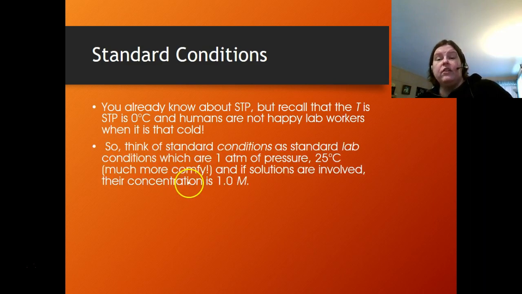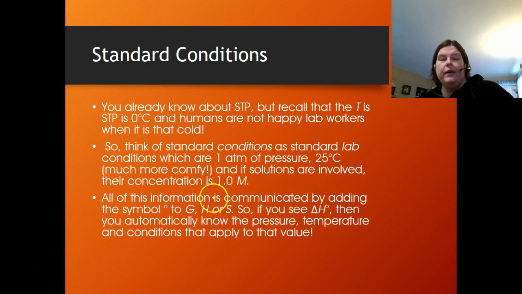So when I think of standard conditions, I think of conditions in which I'm going to be much more comfortable. So that's 1 atmosphere of pressure, which usually doesn't change too much, and 25 degrees Celsius. Now that's really important because 25 degrees Celsius is around 75 to 80 degrees Fahrenheit, which is really comfortable for us. And if solutions are involved, they have a concentration of 1 molar. Okay? All of this information is communicated by adding this little degree-looking symbol to all of the state functions. That's Gibbs free energy, that's enthalpy, and that's entropy. And we'll be talking about G and S a little bit later.